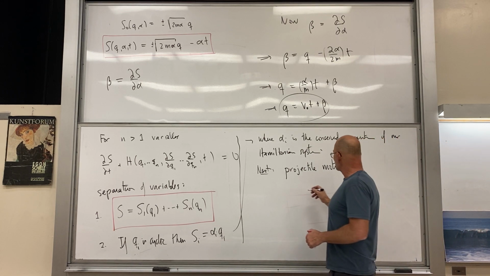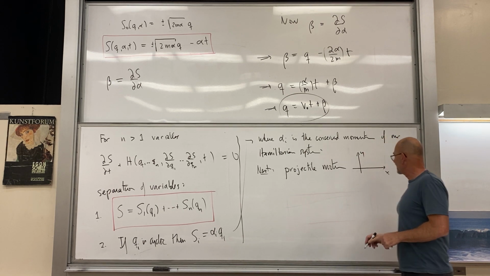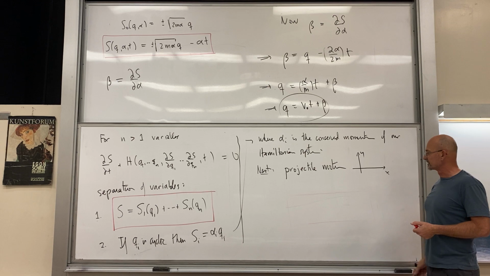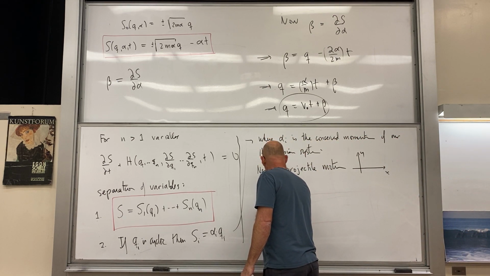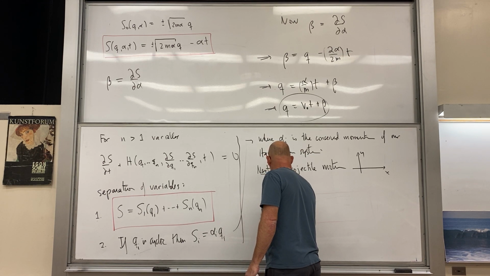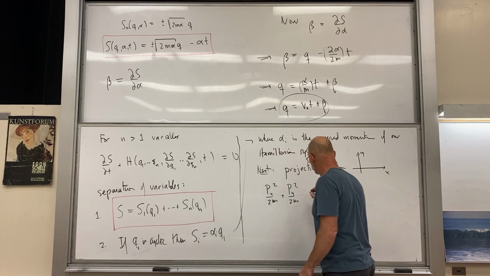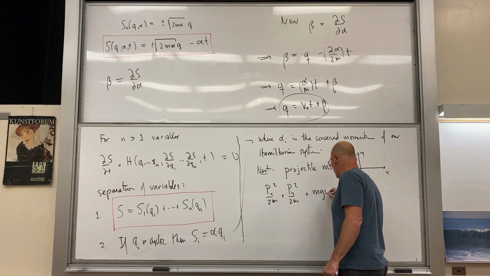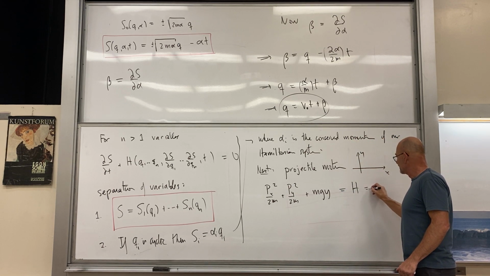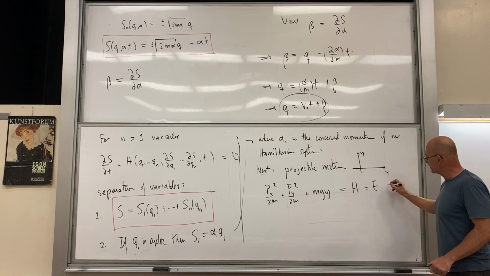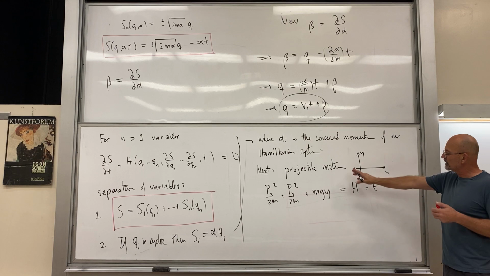But let's see, what do we know about projectile motion? First of all, let's let it be in the xy plane, and positive y is up. Okay, so then we know that px squared over 2m plus py squared over 2m plus mgy, that's our Hamiltonian, equals E, and I'm going to even name that E alpha again. It seems to be used a lot.